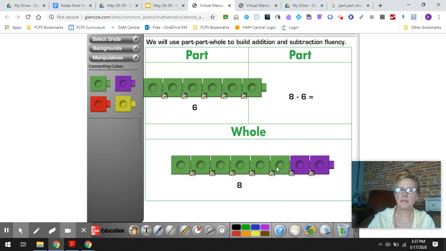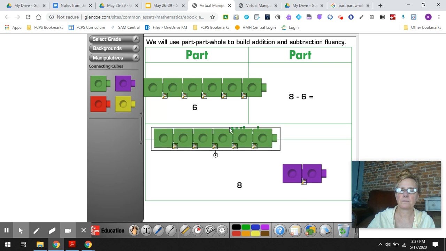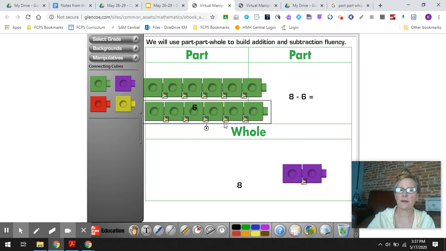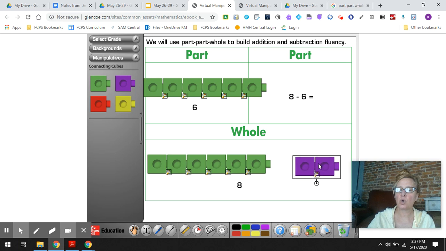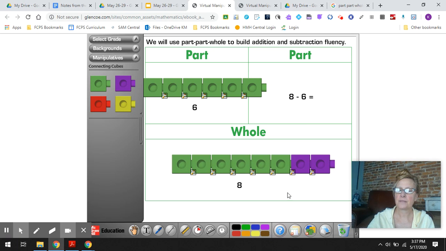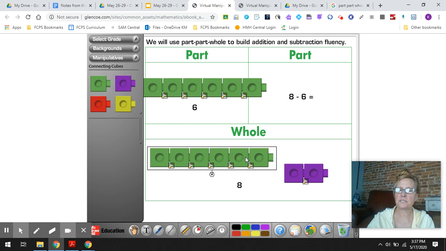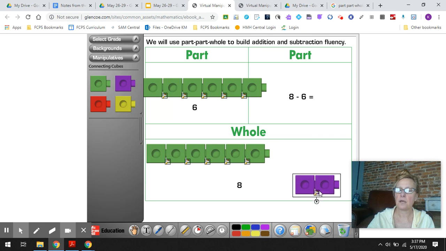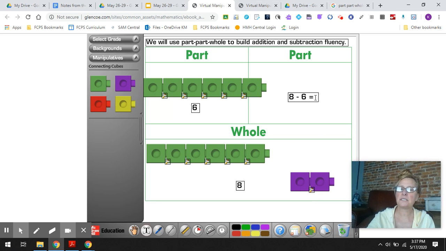If I take these 6 off and I match it to what I already have, that leaves only 2 left. So if I have 8 and then I subtract out the 6 that I know about, I'm only going to have 2 left. So 8 minus 6 is 2. Whoops, 2. Good thing I checked my work.